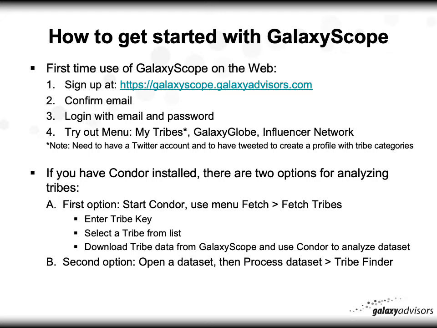There are really 2 options in Condor. There's fetch tribes, where you can download from GalaxyScope and analyze those with a more extensive menu on Condor. Or you can use the second option: if you already have a data set, you can process that data set with Tribe Finder. So let's take a look at all these options and results that you get.